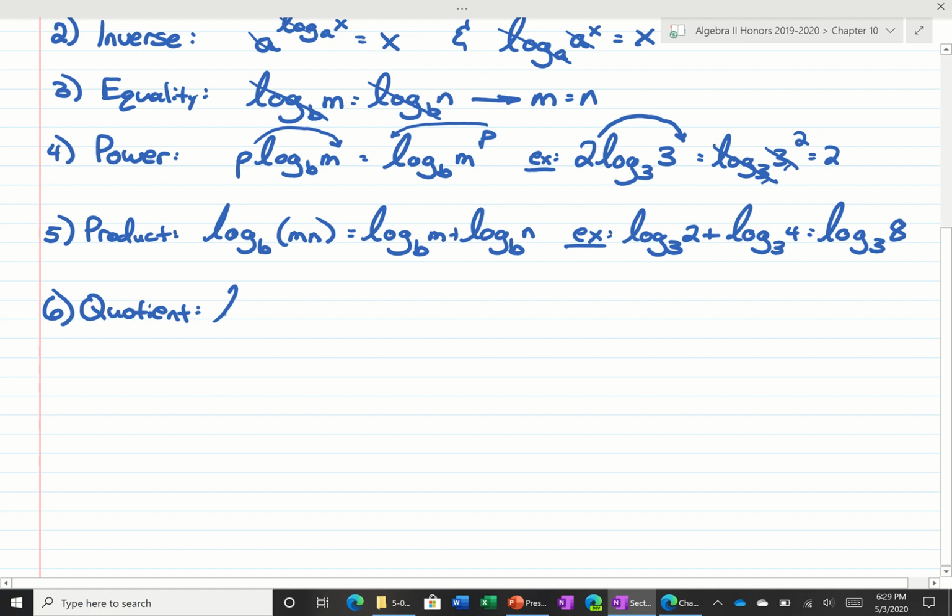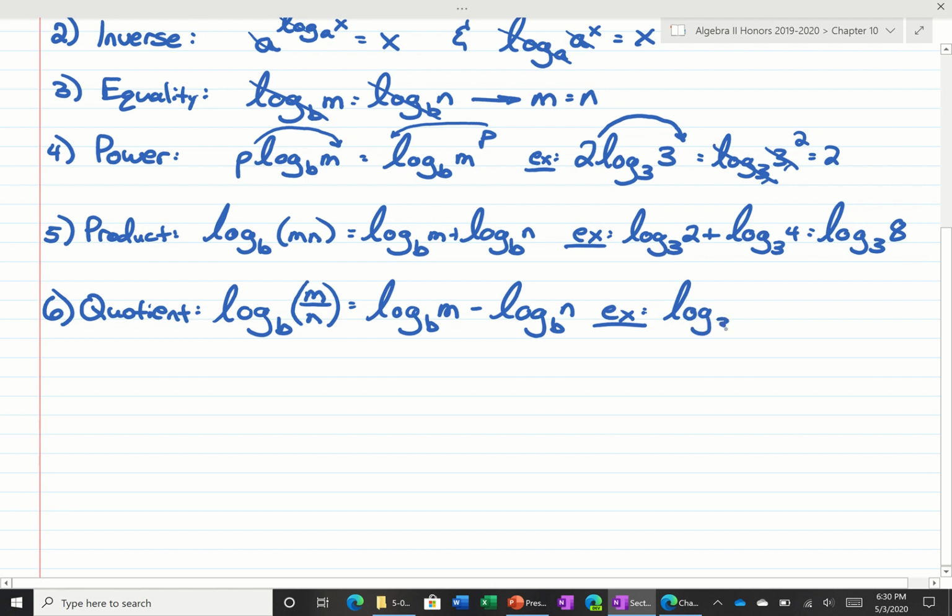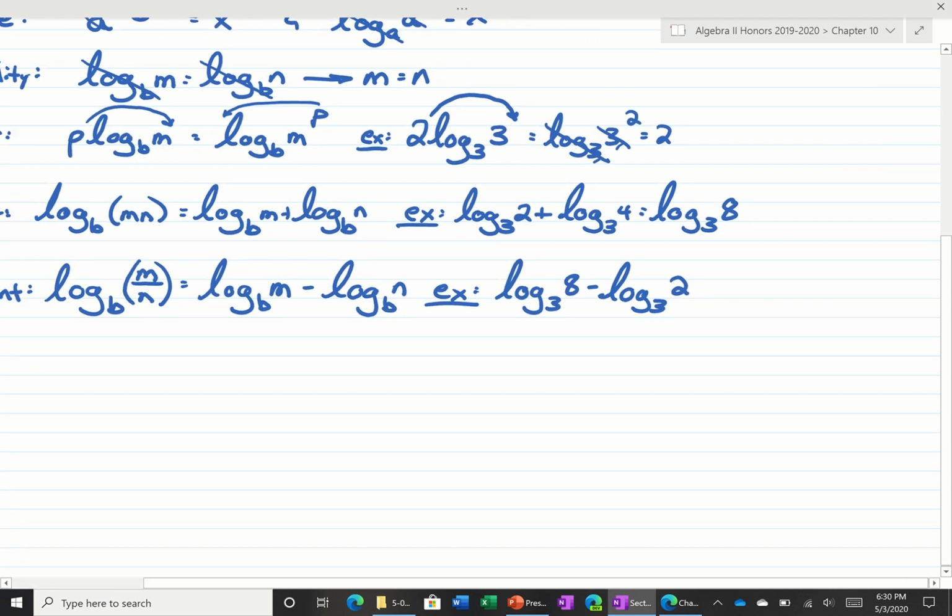Well, if that's the product property, we also have a quotient property. Quotient property says that if you're dividing 2 arguments, that's the same thing as log base b of the first, or of the top, minus log base b of the denominator. So if I asked you what's the log base 3 of 8 minus the log base 3 of 2, that's the same thing as the log base 3 of 8 over 2, which is log base 3 of 4.